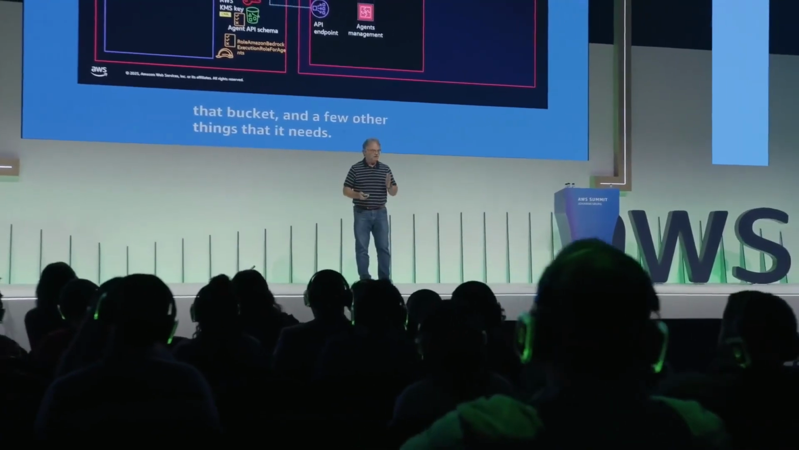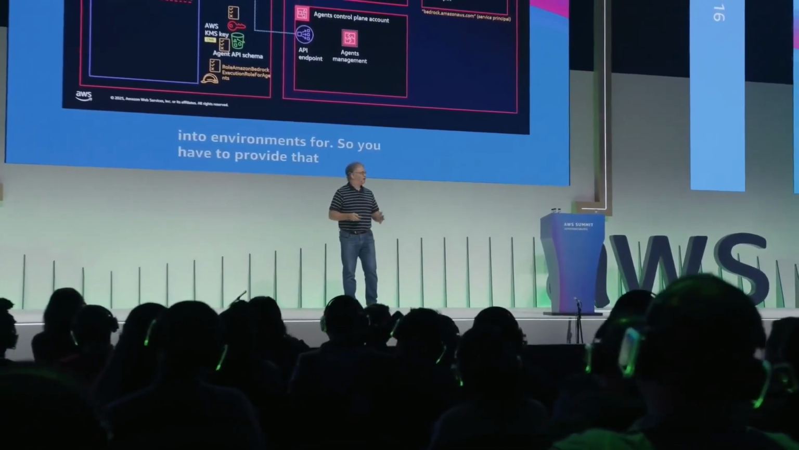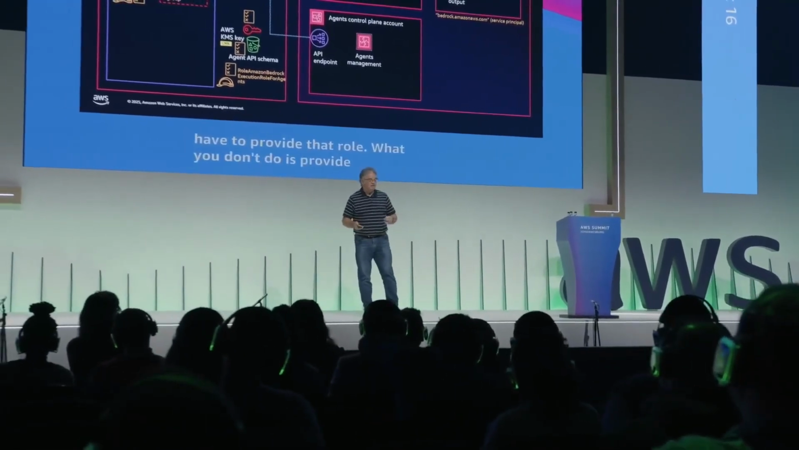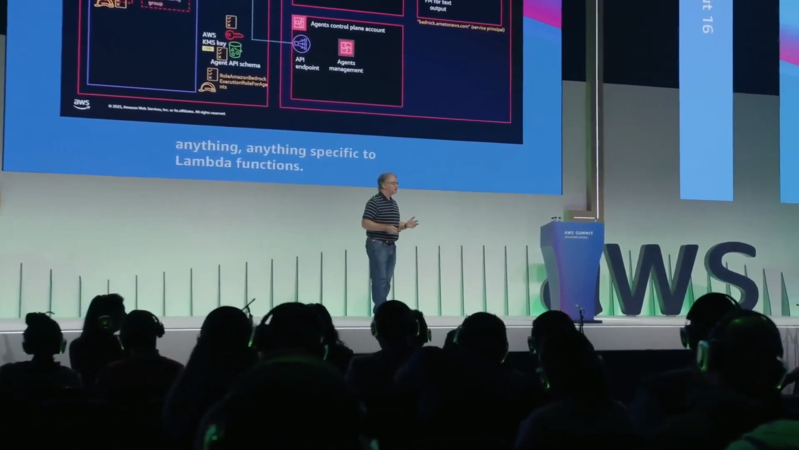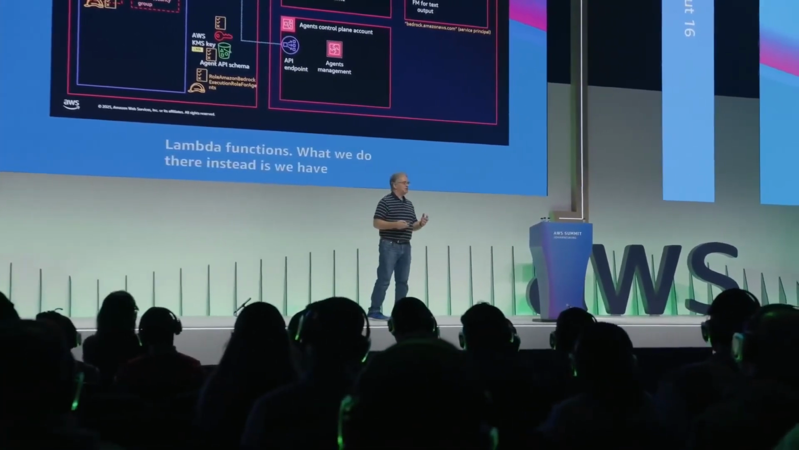What you don't do is provide anything specific to Lambda functions. What we do there instead is we have a resource policy on all Lambda functions. You basically add the service principal for Bedrock to the one that you're going to allow an agent to call. And so if it's tagged with that resource policy, any agent can call that particular function. And that's really because many of these functions are going to be multi-use in multi-agents.